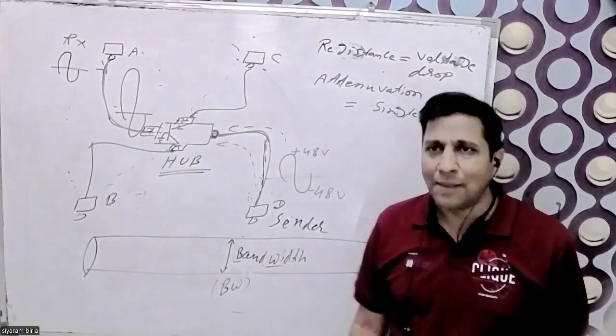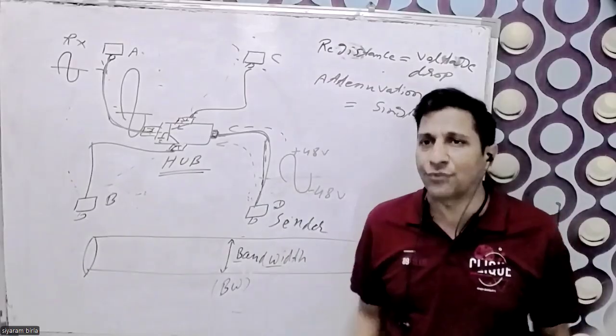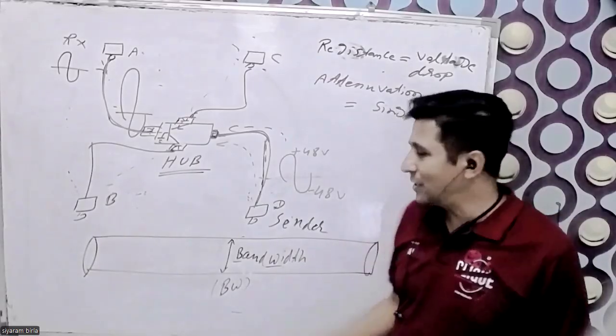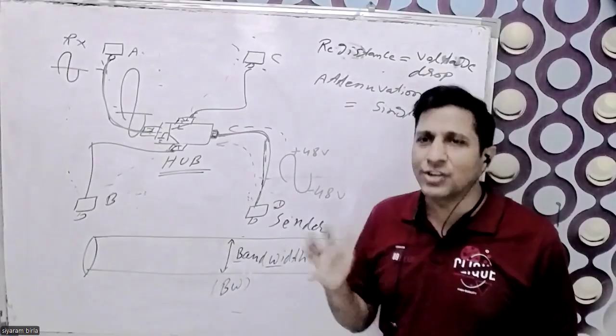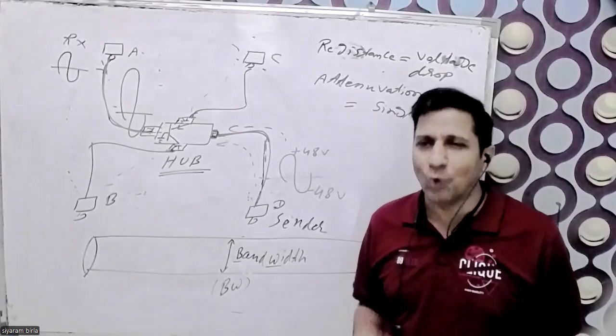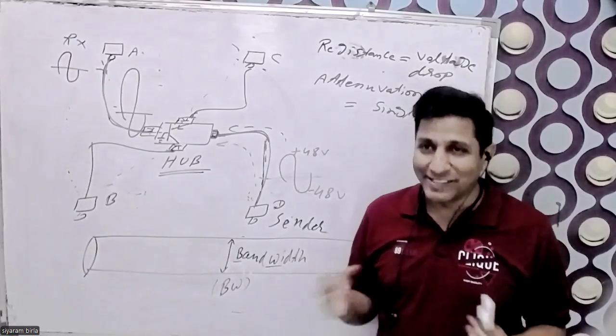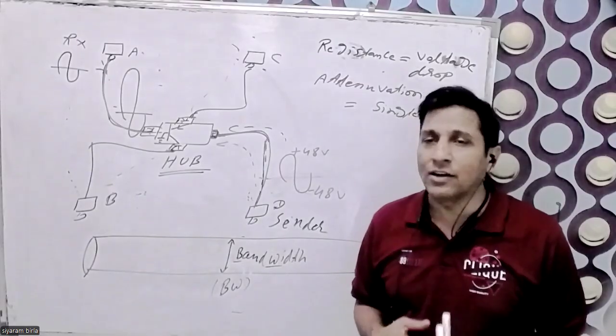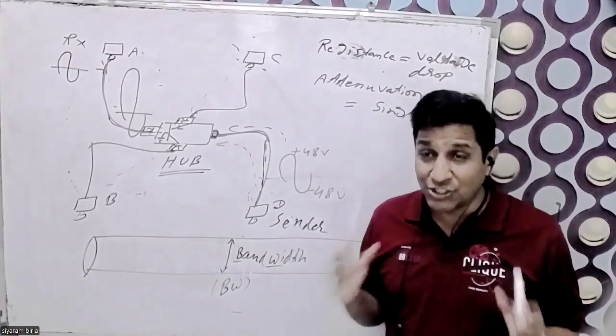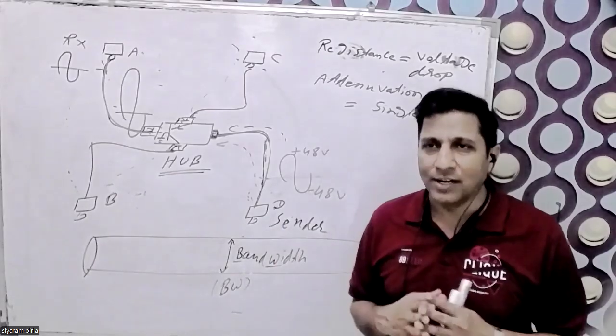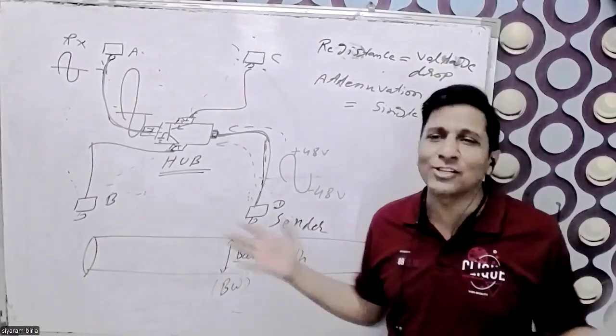Why does band come into the picture? It is the frequency difference. The difference between two frequencies is called the bandwidth, but I'm not going into depth on the telecommunication side. You can easily understand that bandwidth means the channel width. Whatever the width of the channel, that is called the bandwidth.